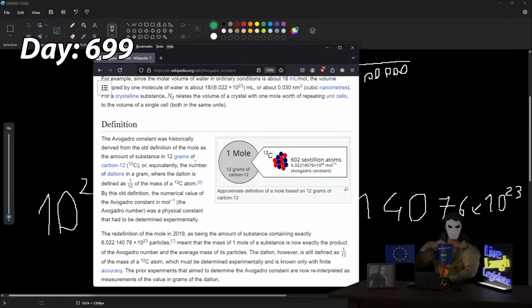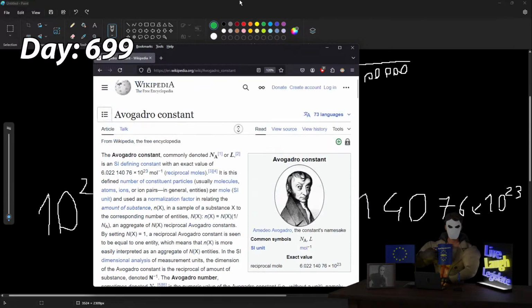Why make it remember his number, even though he hates it? Oh no, I just have the Wikipedia page on the other side. It's right here. I don't remember the number.